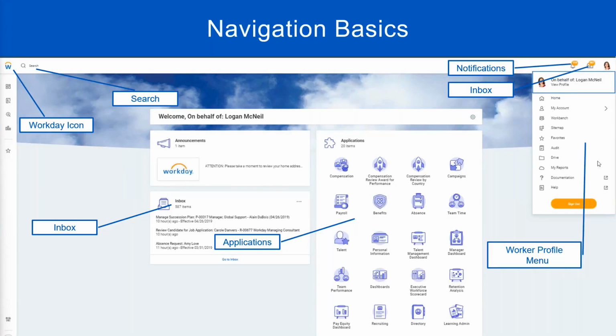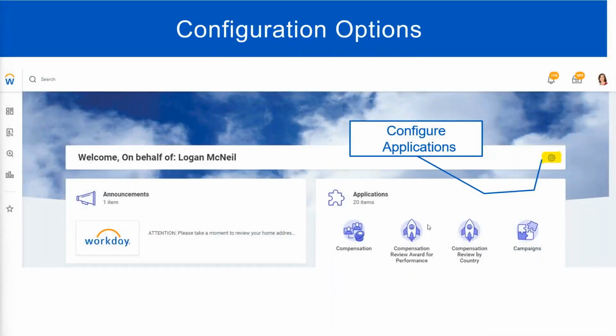Then we talked about notifications, inbox. We looked at our profile, we talked about applications and then we saw how we can add rows when we see a grid, how we can remove rows, and we also saw that we can configure the applications by clicking on this gear icon on our app, on our landing page, on our workbench, right?